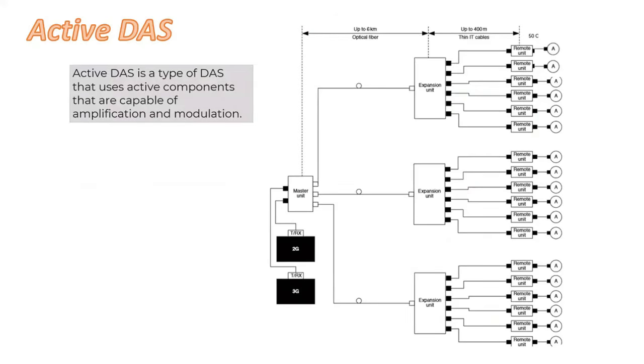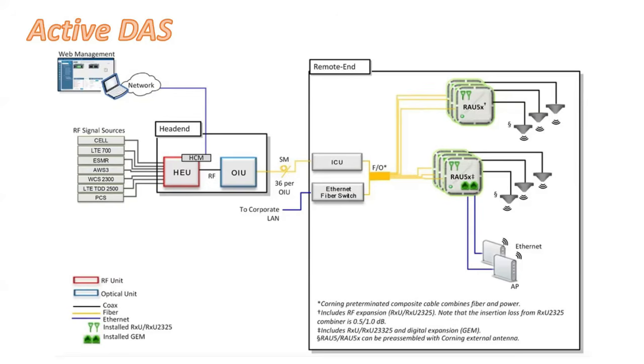So we have the active DAS. It uses active components like amplifiers, master unit, expansion unit. Okay, so what we need is to continuously amplify signals. So you see here the master unit, the expansion unit and the remote unit. From the expansion unit to the remote unit, 400 meters can be possible, and the fiber run can be up to 6 kilometers, right? So this is our master unit, and this is our expansion unit, and these are our remote units. So this is one example of active DAS.